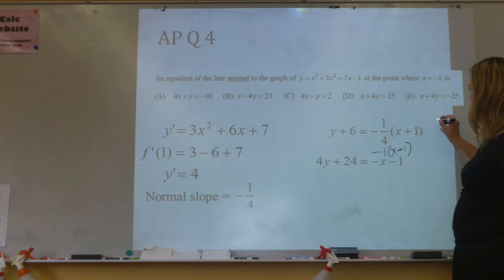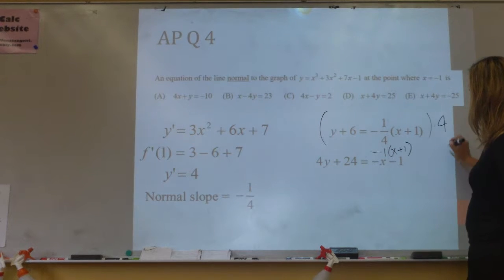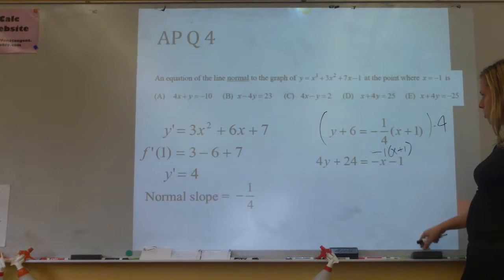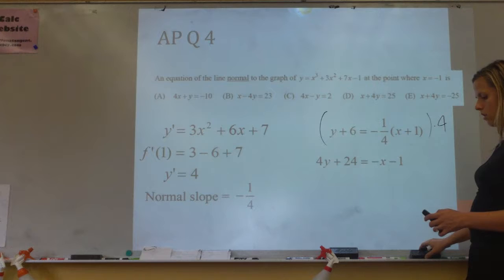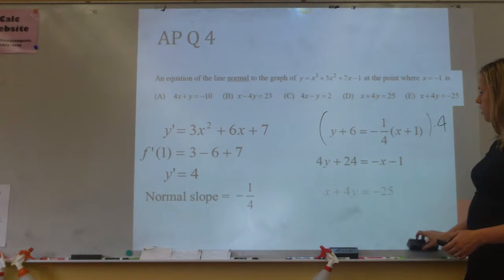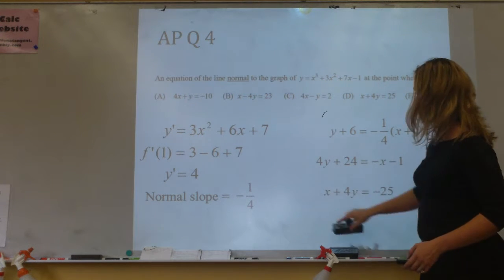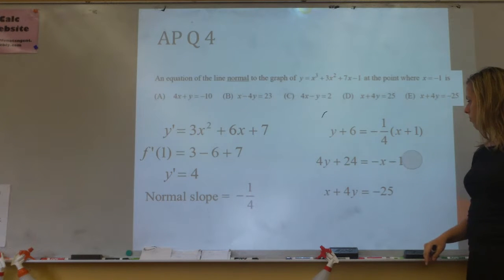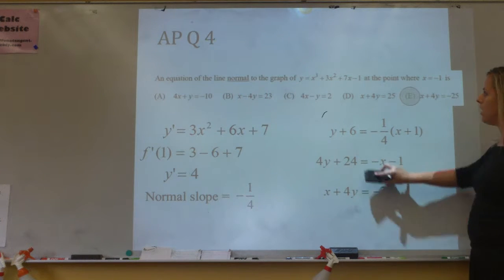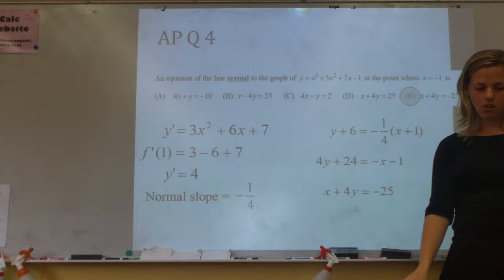So when you multiply everything by 4, it makes that, and then I distributed the -1. And then I simplify it, and I'm trying to get it to its standard form, and it was E. All right, it was E. All right, let's move along.